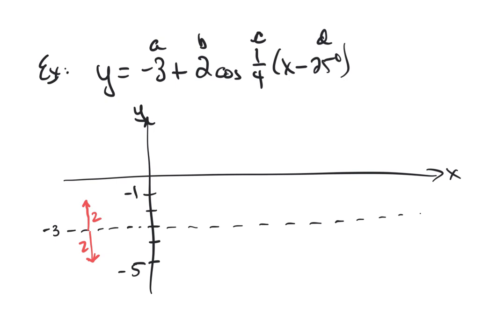Okay? Next, we skip C and go to the phase shift. And again, anything in parentheses is left or right opposite of the sign. So this is going to be right 25. And because it's a cosine curve instead of a sine, this is a cosine. Cosines want to start at the high point, not on the center line, at a high point.